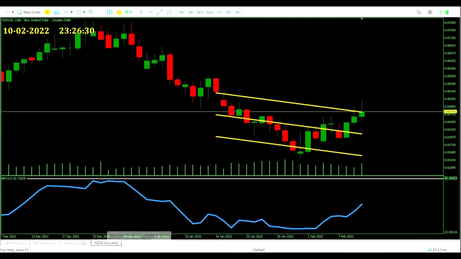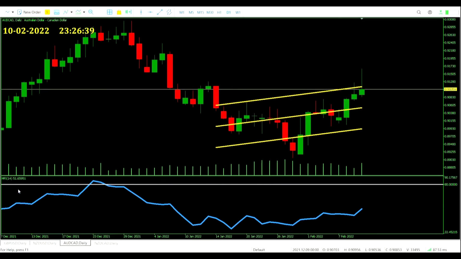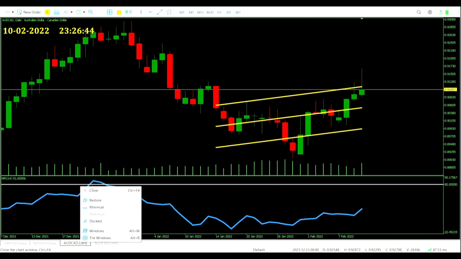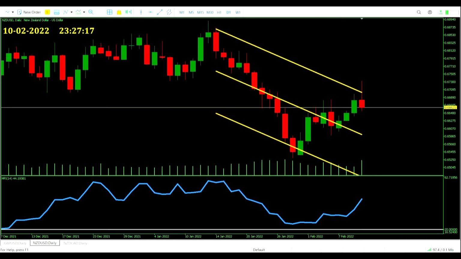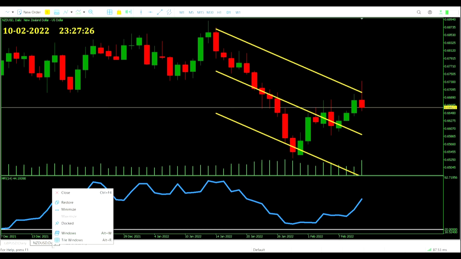We'll defer to the MFI, and if we compare the two, the New Zealand dollar, Canadian dollar is slightly more overbought. That's 52.79 against the Australian dollar, Canadian dollar's 51.65. So we'll eliminate the Australian dollar, Canadian dollar. The New Zealand dollar, US dollar, that has an 81 correlation with the New Zealand dollar, Canadian dollar. So we're just about out of that one as well.